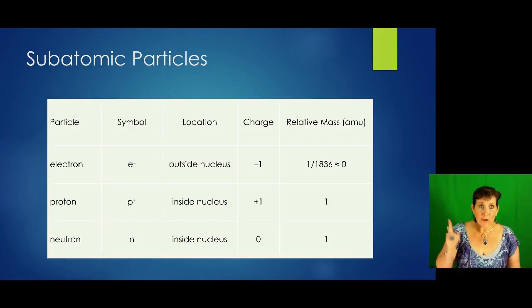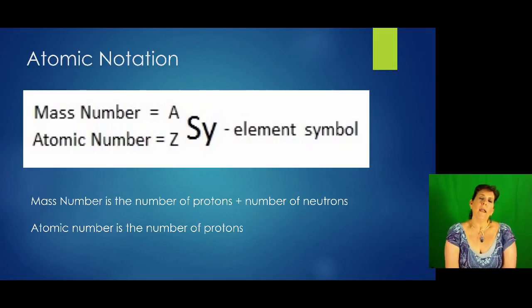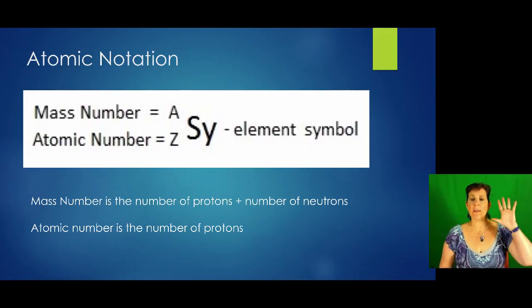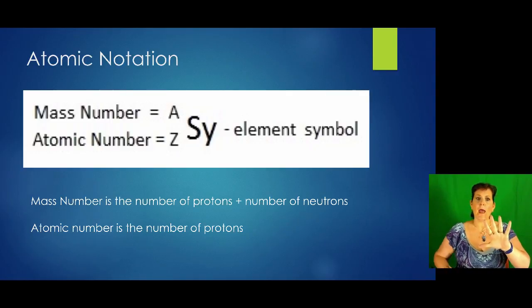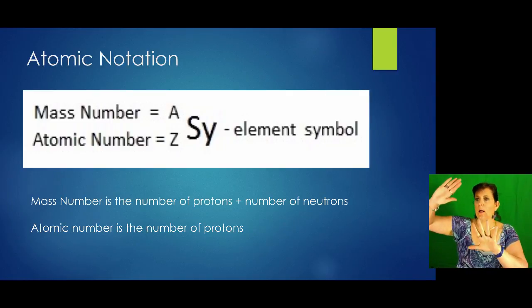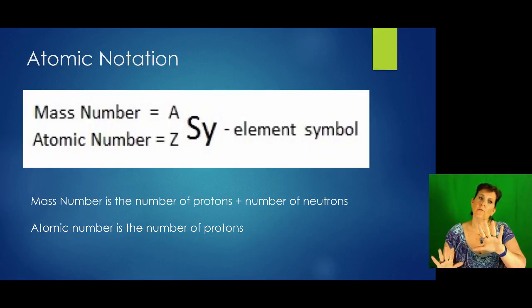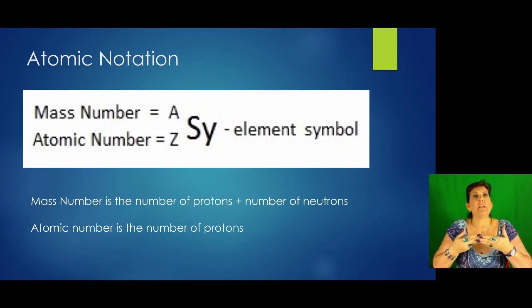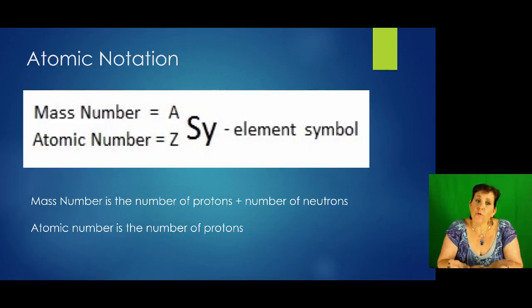So we just finished looking at the 3 subatomic particles. Next is atomic notation. Atomic notation is when you write the element symbol, and in the upper left corner you put the mass number, and in the lower left corner you put the atomic number. So what are these numbers? The mass number is how much the atom masses or weighs. Masses is the better word.